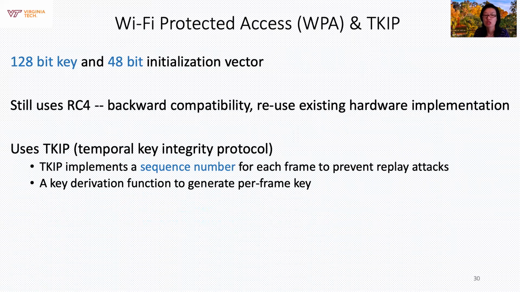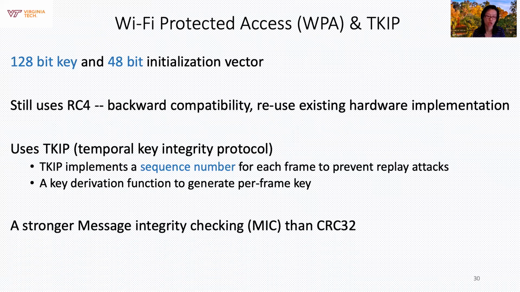But it does introduce a key integrity protocol, which allows a sequence number to be generated for each frame, and the sequence number is not predictable, and therefore prevents replay attacks. And then a key derivation function generates per-frame keys. So there are better and longer keys and better key management. But the actual encryption is still a stream cipher, using RC4. Luckily, the CRC is replaced with message integrity checking, some sort of a keyed hash.